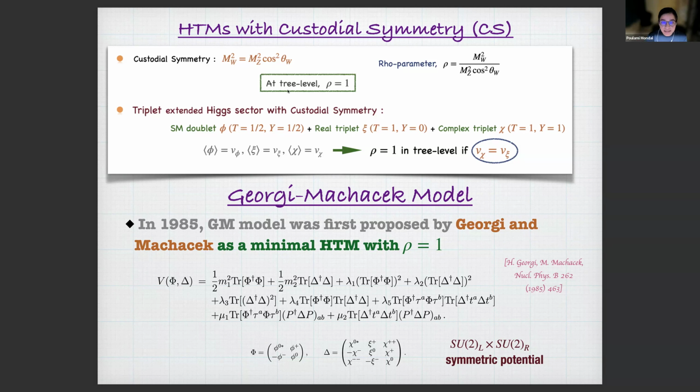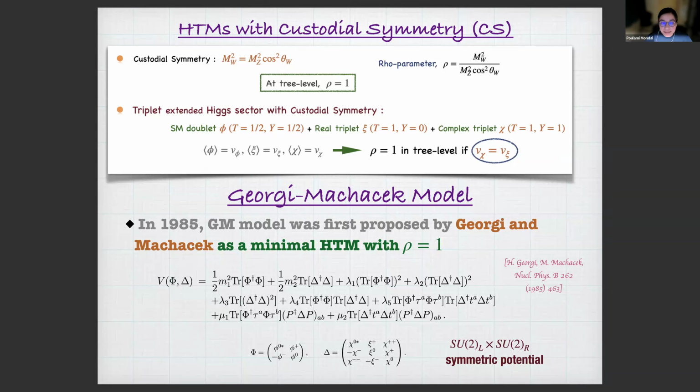In the 2 Higgs doublet model, just like the standard model, rho equal to 1 is preserved at tree level naturally. But it turns out that for the triplet extensions, one real triplet with hypercharge 0 and one complex triplet with hypercharge 1, along with the standard model doublet, are needed in order to get custodial symmetry, or rho equal to 1.